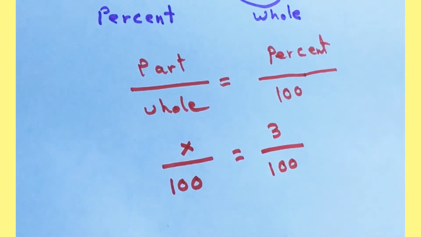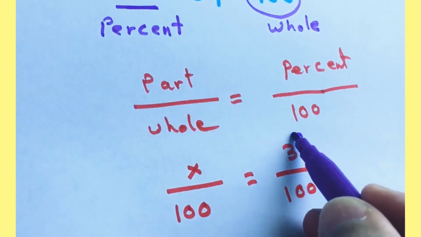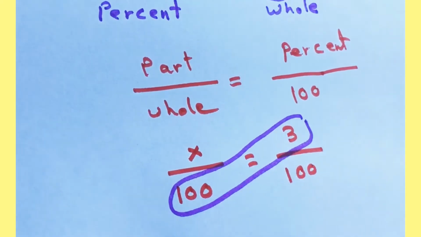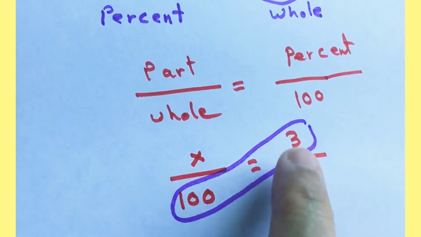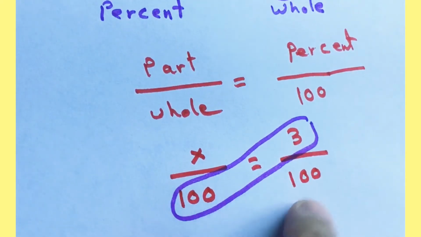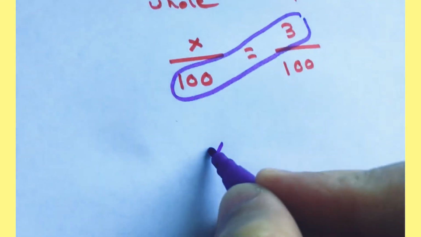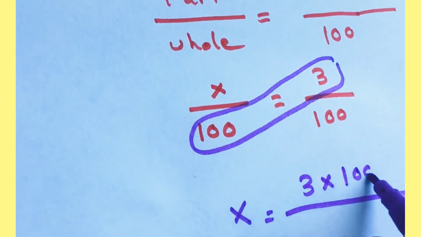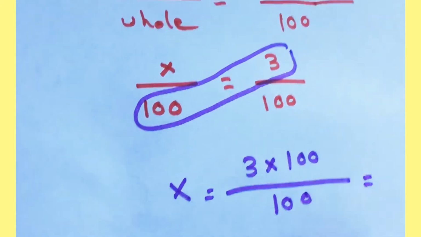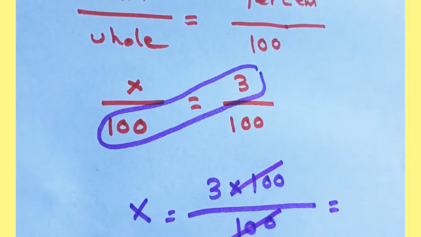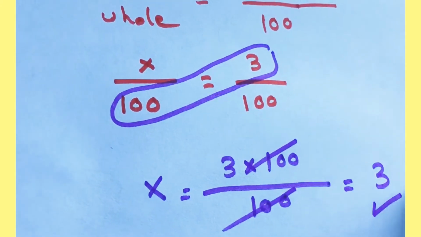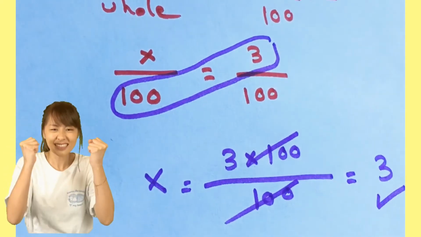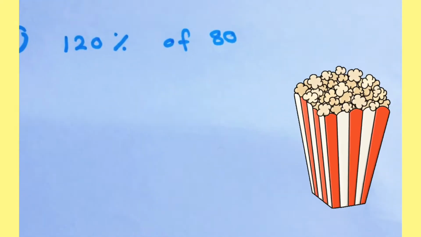Now we are going to multiply the numbers that are opposite each other. So 3 times 100, and we will divide by 100. So we multiply these two numbers and we divide by the third number. So x equals 3 times 100 over 100. The 100 will cancel with the 100, so it is 3. So the part is 3.